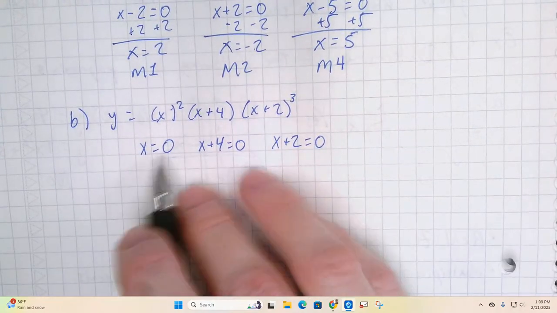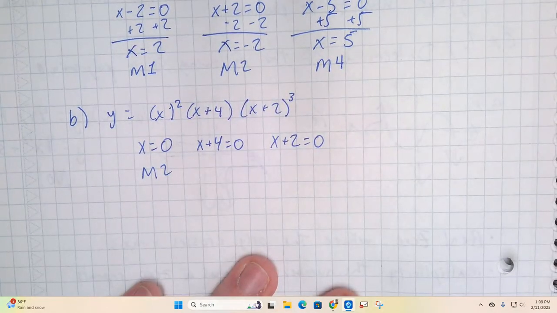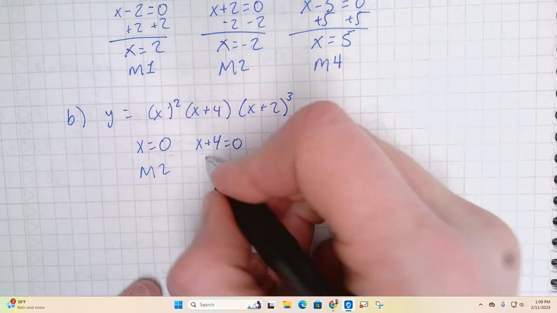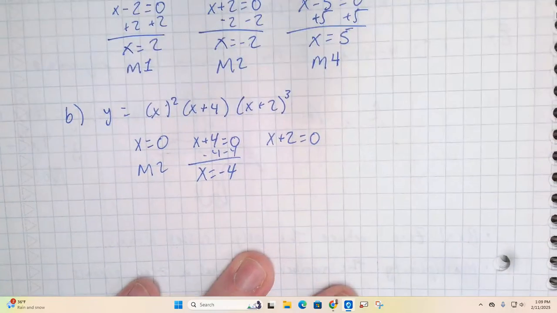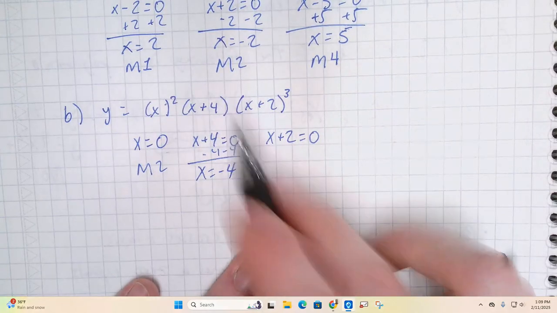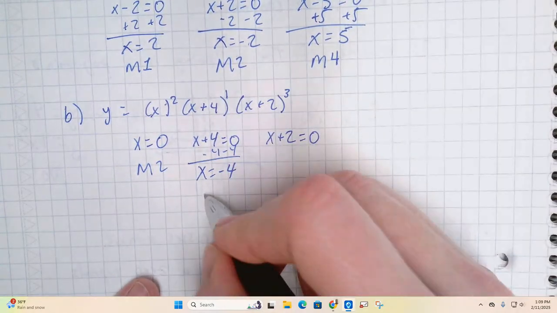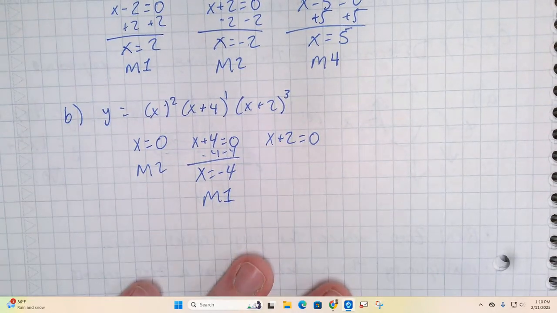So one of them is x equals 0. It's a multiplicity of 2 since that's the exponent. The x plus 4, if we solve that one, you'd do minus 4. You'd have x is equal to negative 4, which is raised to the first power. There's no exponent, so again, you could put a little 1 there if you wanted. That's a multiplicity of 1, which means there's only one real zero there.